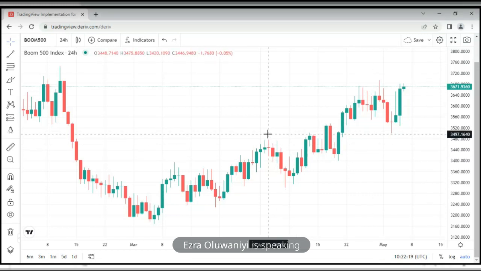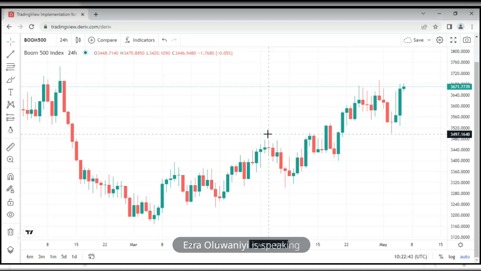Now, according to what has been taught already, some things have not been taught, but according to what has been taught already, we already know structure. We already know liquidity. We already know what they call entry. The few other things that we have not been taught, I think, is zones.